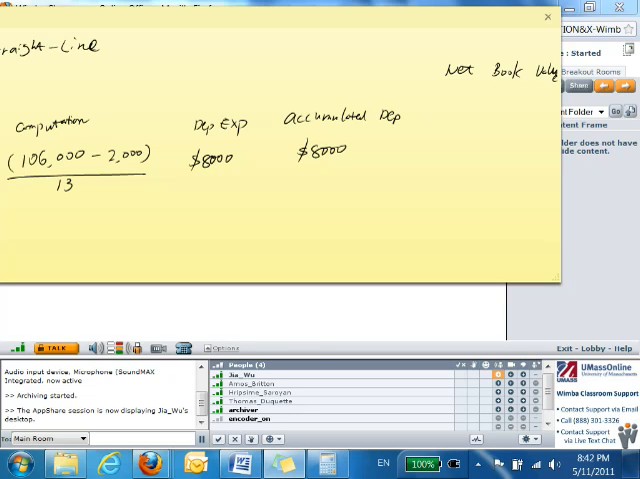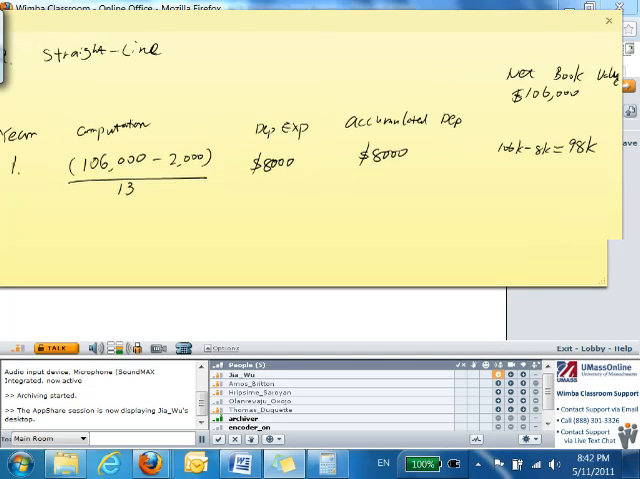So the original book value is 106,000, and at the end of year one, we need to get the new net book value for the machine. So it is 106K minus 8K, which is 98,000. This is what we have for year one.